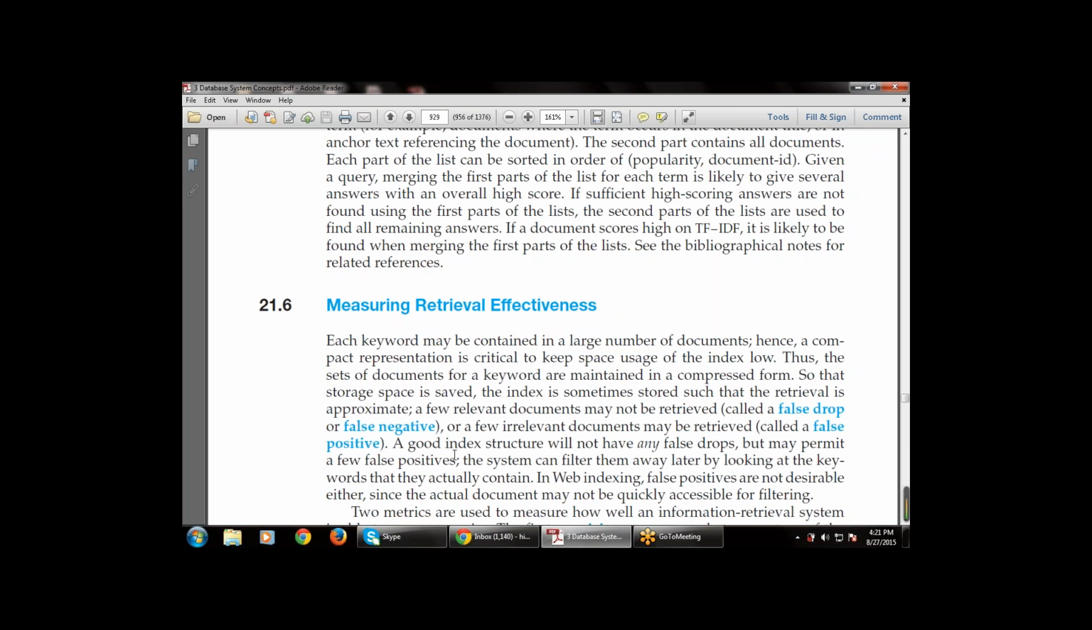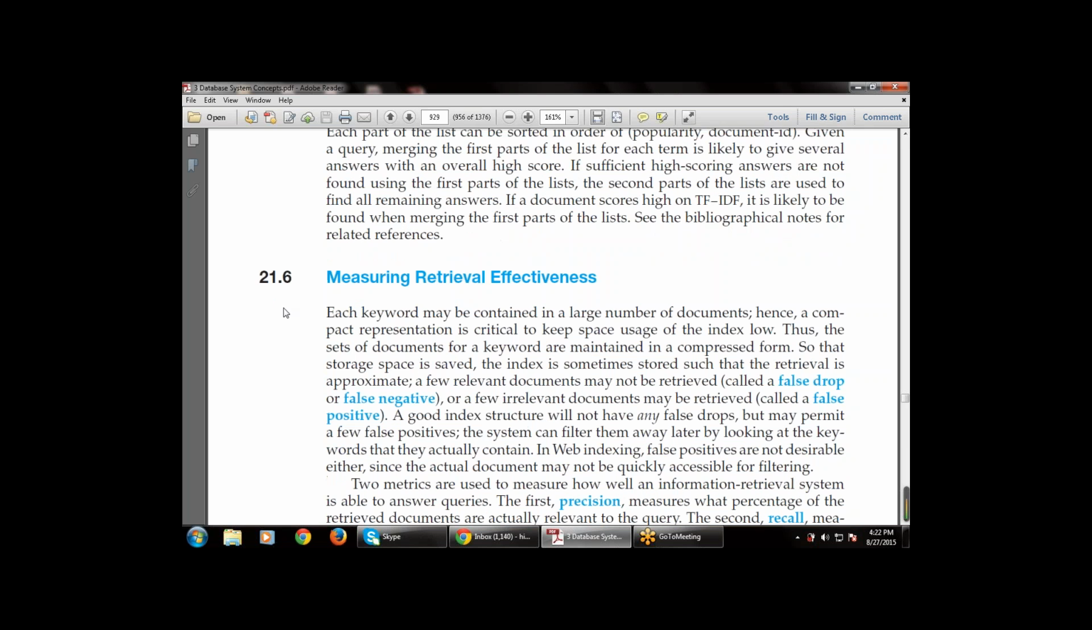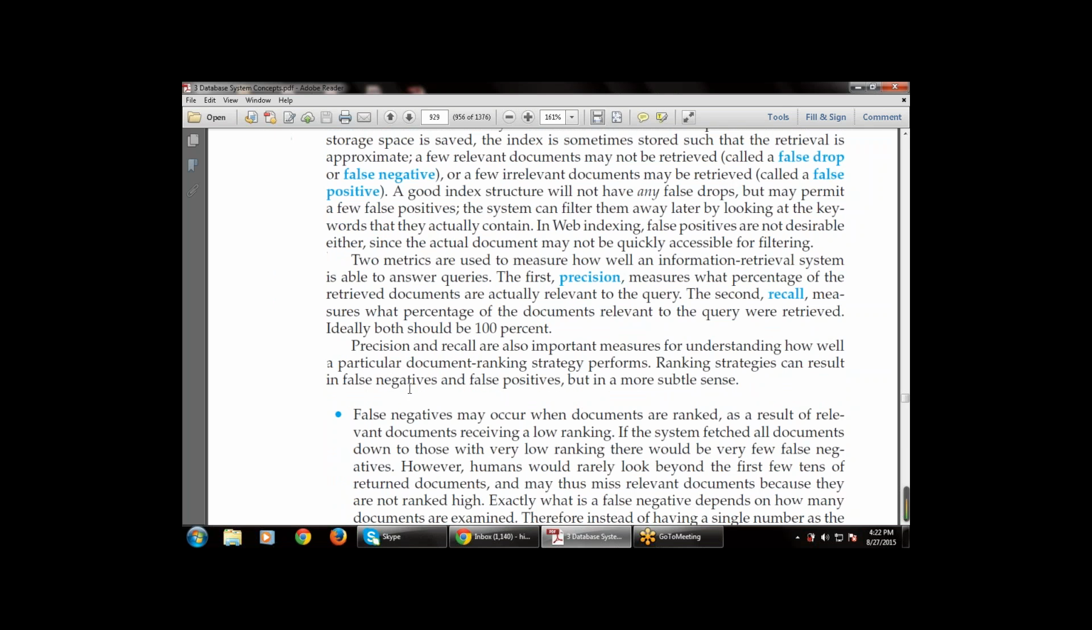As the index is sometimes compressed, retrieval is approximate and a few relevant documents may not be retrieved. A good index structure will not have any false drops but may permit a few false positives. The system can filter these out afterwards, for measuring the effectiveness of the information.